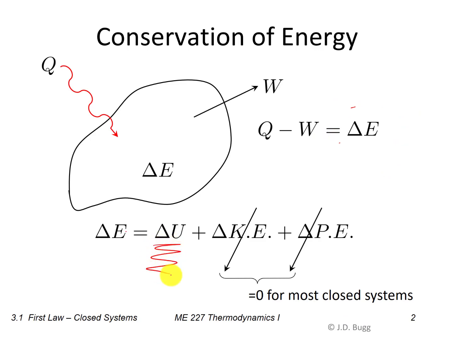So for the purposes of this course, the right-hand side of the first law will usually be written as a change in internal energy. But we should remember that these two things are also part of the total energy. So when we use this equation, we will be including in our assumption list that we're neglecting kinetic and potential energy changes.